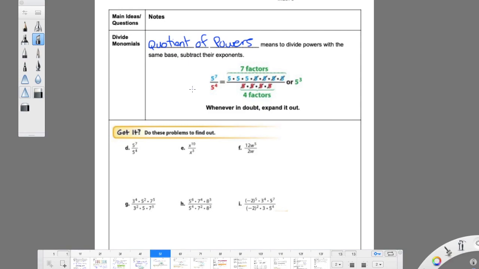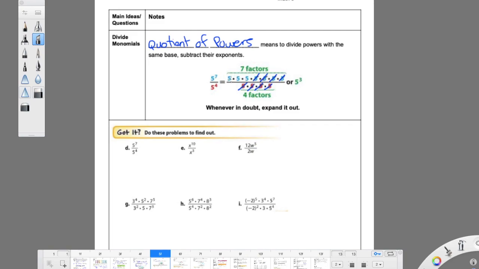All right, so let's look at this example here. We have 5 to the 7th power divided by 5 to the 4th power. And then they expand it out here. So they show us the 7 factors on the top, because there's 7 5s, and then they show us the 4 factors on the bottom. So here's 4 5s. And if you notice, they're crossing them off. And what they're doing is they're saying, this one matches, here's another one that matches, third one that matches, and a fourth one that matches. Now I don't have anything else to cross off. So my answer is what's left over, which is 5 to the 3rd power. I have 3 5s left.